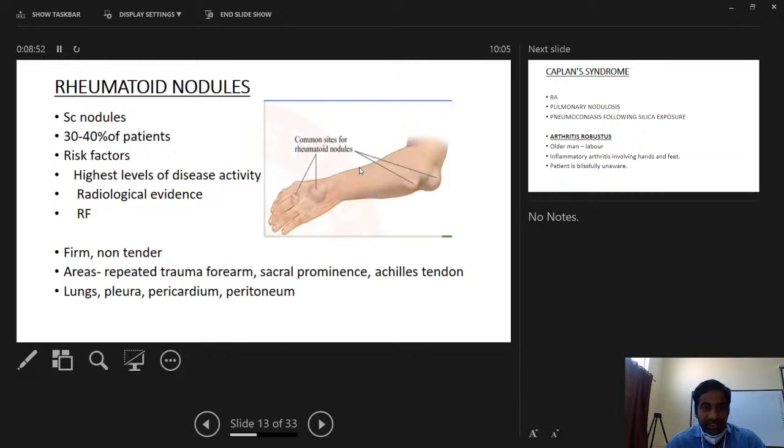On an X-ray, the most common sites you can see are the wrist or just below the phalanges. They are positive for rheumatoid factor, and they are firm, non-tender, never painful. What are the areas? Sites of repeated trauma: forearm, sacral region, or Achilles tendons. So these are more commonly seen. Even lungs, pleura, pericardium, and peritoneum can have rheumatoid nodules.